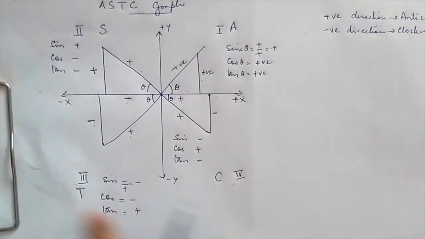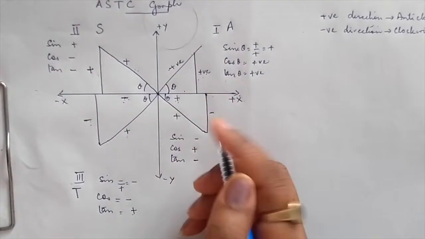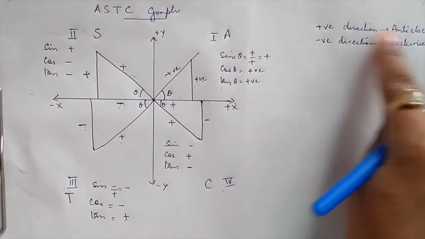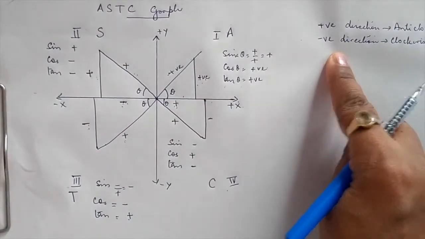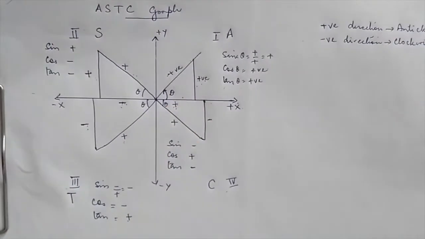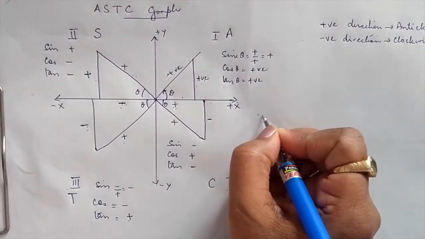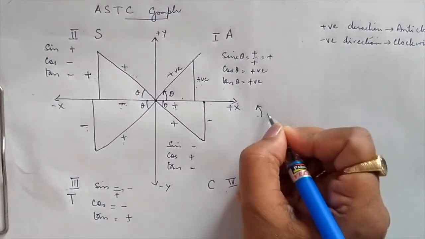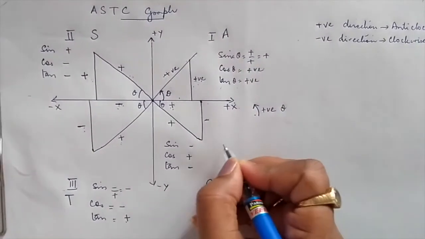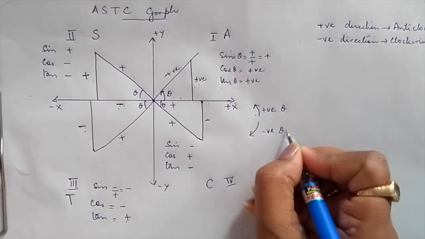This is my complete diagram. Now keep in mind what I've told you just now: positive direction is anti-clockwise and negative direction is clockwise. So this direction is positive. If I draw it like this, this is my positive direction, positive theta, and this side is negative theta.